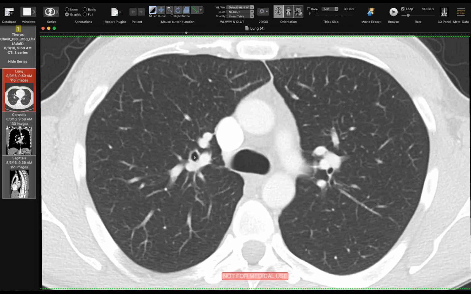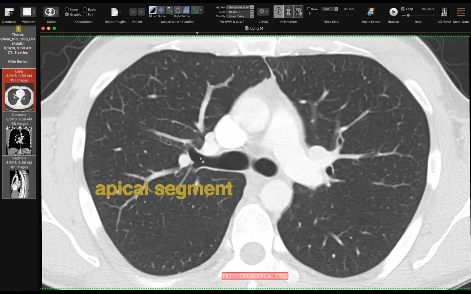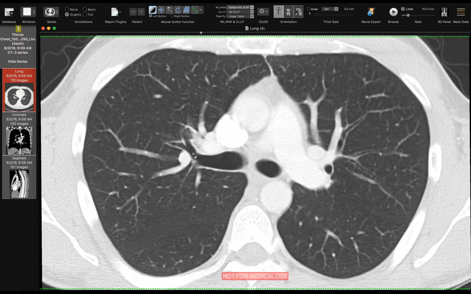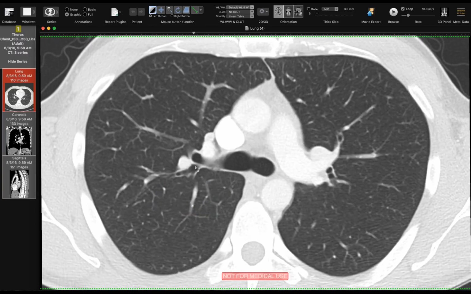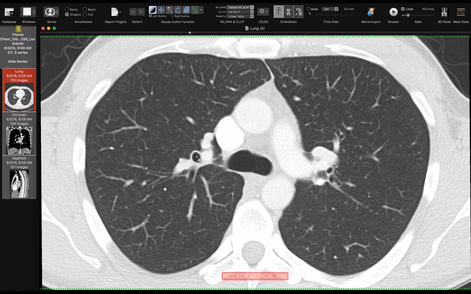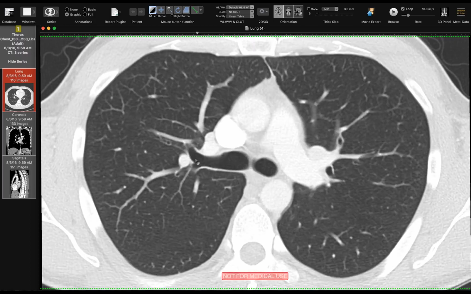You can see this one that's a circle. It's going to go straight up to the apex. That is the apical segmental bronchus. Okay, I'm going to scroll back down. And this one that goes anterior here is the anterior segmental bronchus. And then I'm just going to scroll back up a little bit. And you can see this one going posterior here. This is the posterior segmental bronchus. Okay? So we have the apical, the posterior, and the anterior segmental bronchi.